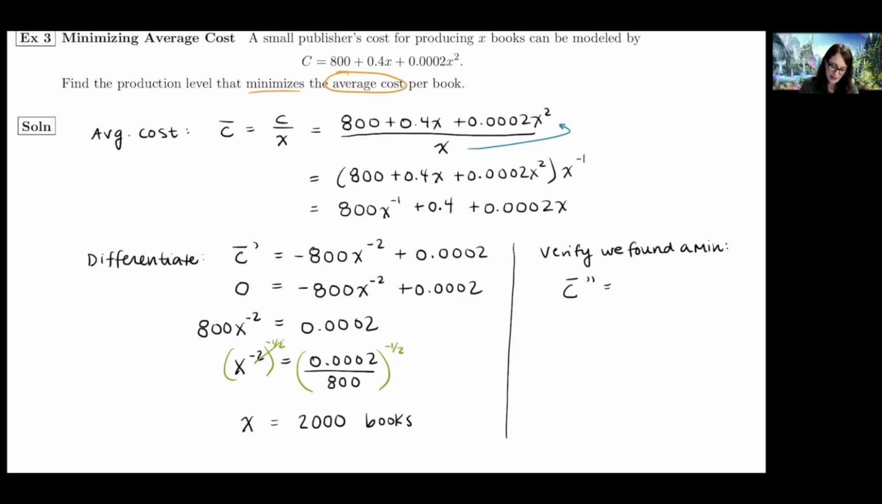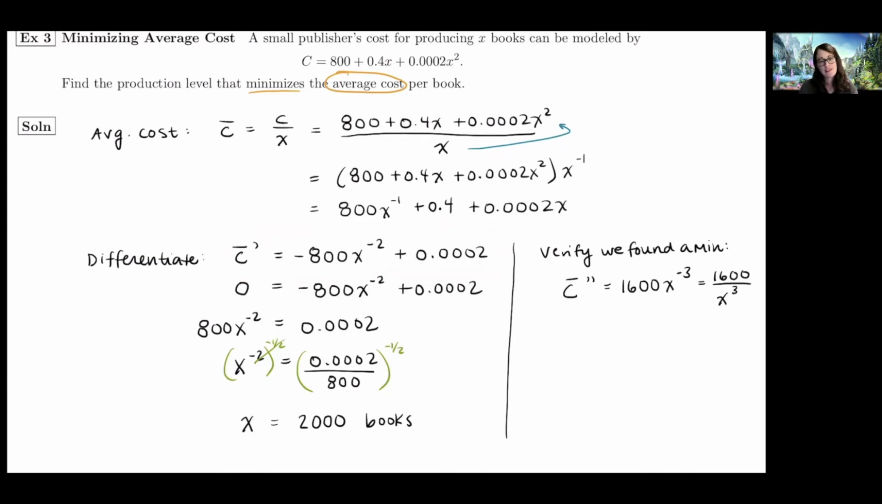I like to always use the second derivative test because it tends to be simpler in a lot of ways. So if we find our c bar double prime, we're going to take c bar prime and differentiate it. So let's bring the -2 exponent down and multiply the -800. That'll give us +1600. Then we'll subtract 1 from the exponent, so we'll get x to the -3. The derivative of the 0.0002 is 0, and so here's our c bar double prime. This is the same as 1600 over x to the +3.